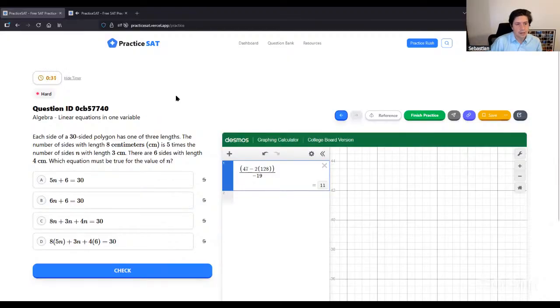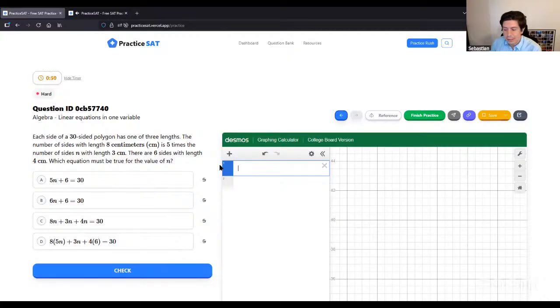Yeah, Khan Academy often teaches in the most direct way that can be helpful, but they're always teaching the long way. They don't teach the tricks, and you need some tricks to be able to finish this test in time. Each side of a 30-sided polygon has one of 3 lengths. The number of sides with length 8 centimeters is 5 times the number of sides with length 3. There are 6 sides with length 4 centimeters. Which equation must be true for the value of n?